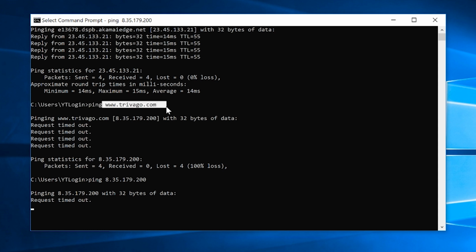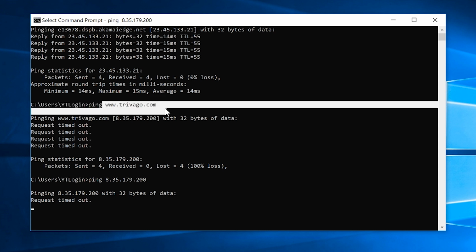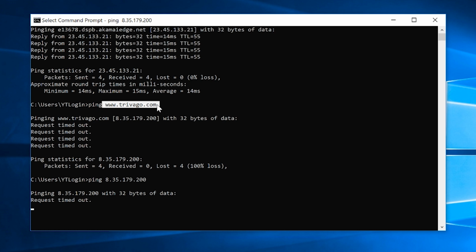If you're doing more network administration support, you can use Traceroute and find out more about this, but I will save that for another video.